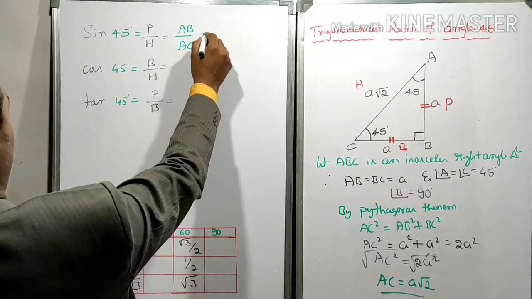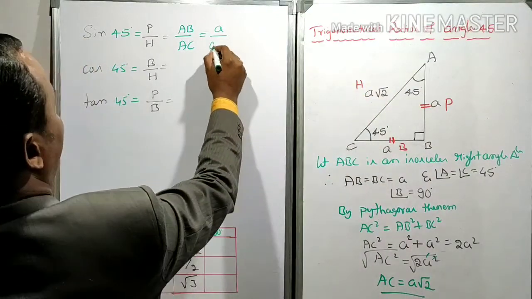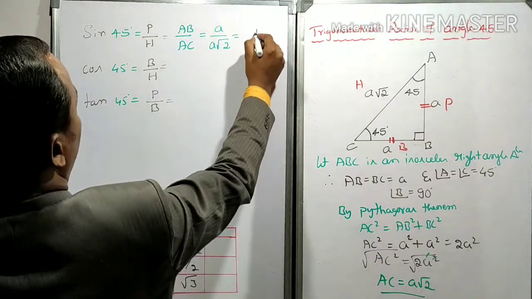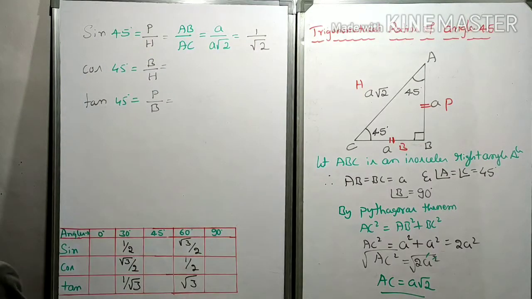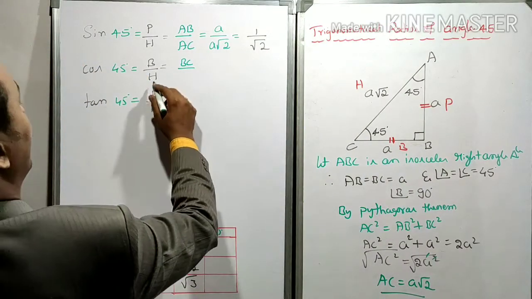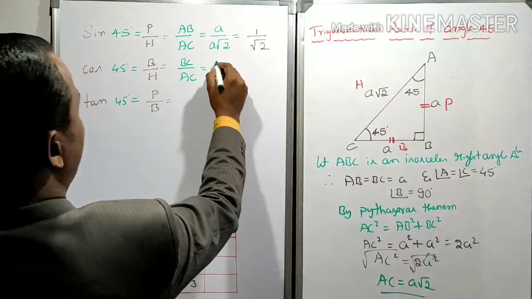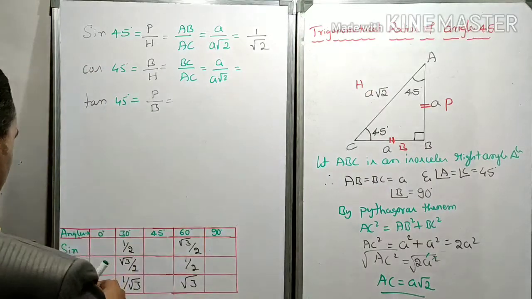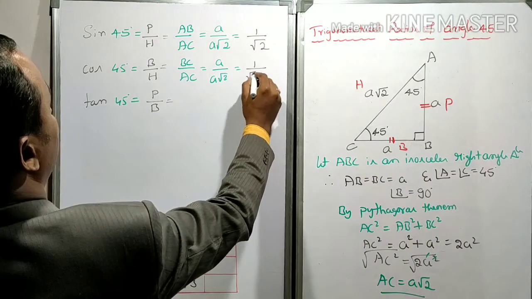Shall I substitute values? AB length is a upon AC length is a root 2, is equal to, a and a cancelled, dear children. 1 upon root 2, we got sin 45 degree. Is it correct? Now next, the base length BC upon the hypotenuse length AC. BC length is a upon AC length a root 2, a and a cancel. We got 1 upon root 2, dear children.